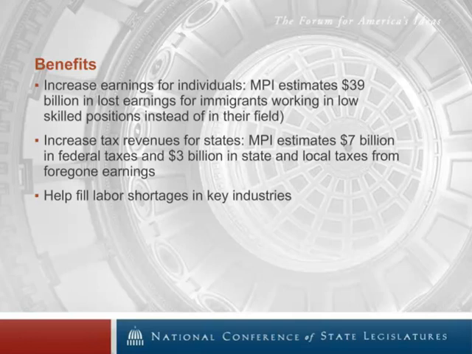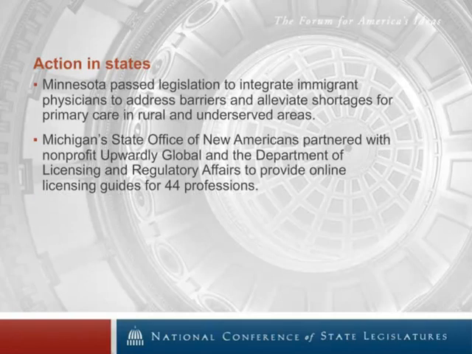I want to highlight just a couple of examples for you. In Minnesota in 2015, the state passed legislation to help integrate immigrant physicians to address barriers in the state and alleviate shortages for primary care in rural and underserved areas. And in Michigan, there was a collaboration in the executive agencies of the State Office for New Americans with the nonprofit Upwardly Global and the Department of Licensing and Regulatory Affairs to make their licensing guides clearer for all residents in the state for 44 professions and to work specifically with immigrant professionals to make sure that they could capitalize on that access.